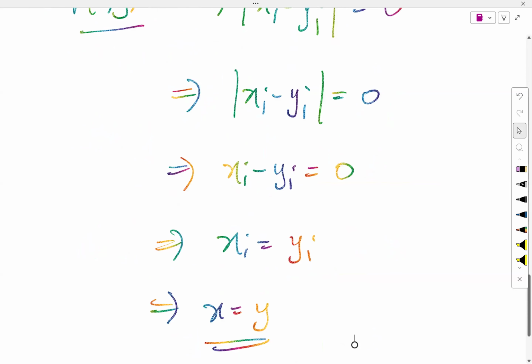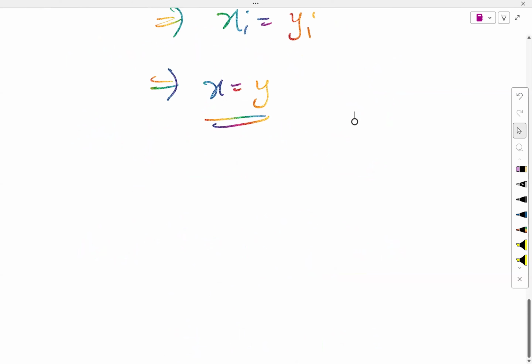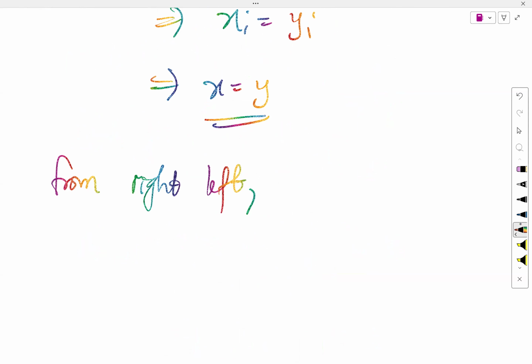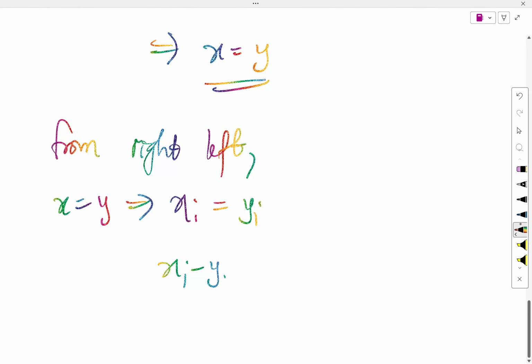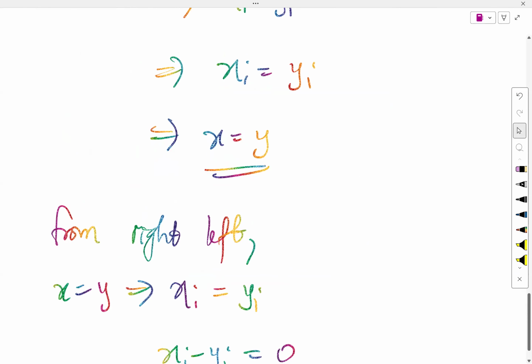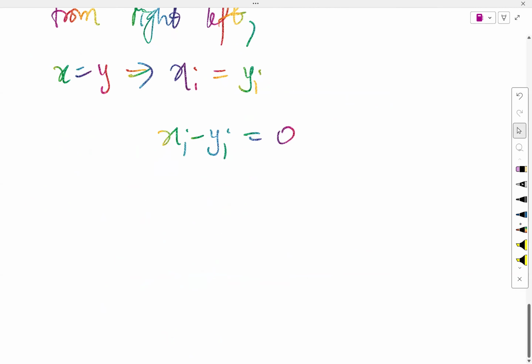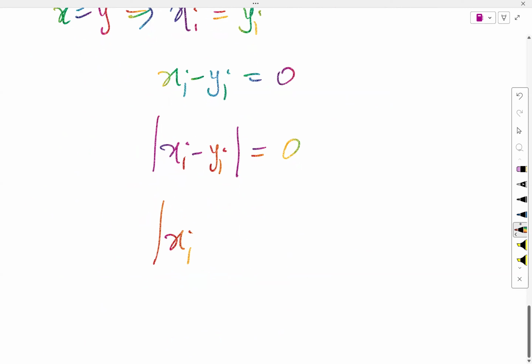So that's you going from left to right. Now, let's prove it from right to left. In that case, you say if x is equal to y, right? That implies, so it's like going back, that xi is equal to yi. And if that is the case, it means xi minus yi is equal to 0. And if you square both sides, that means xi minus yi all squared is still equal to 0.